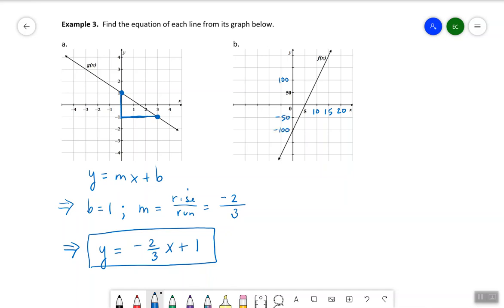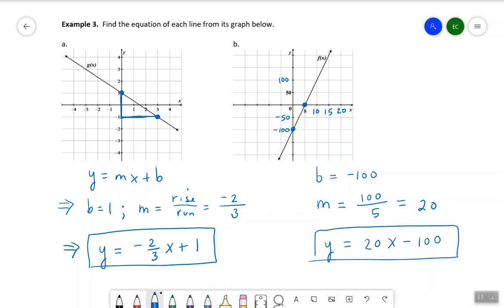Where is the y-intercept? The y-intercept is at -100. And to get the slope, we can count from that y-intercept up to the point at 5, 0. How far up do we go? From -100 up to 0, we went up 100, so that's a positive. And to the right, 5. So that rise over run gives us a slope of 20. And so we can go ahead and write our answer, mx plus b, 20 times x minus 100. And there's the equation of the line.